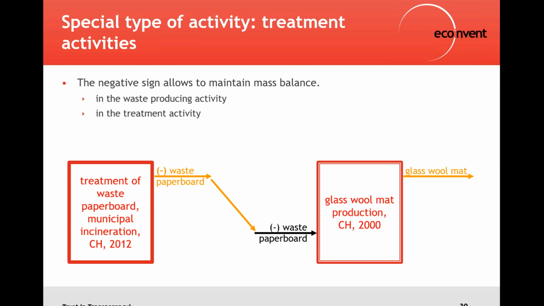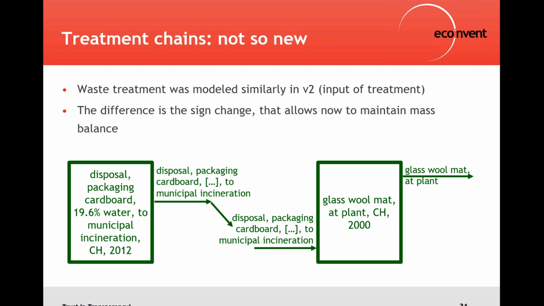And if you're users of version 2, the fact of organizing the treatment chains this way is not really new for you. The waste treatment was modeled similarly in version 2. The waste producing activities were receiving inputs of the treatment for the wastes. The only difference that we can see now in version 3 is that we apply this sign change that, as I explained in the slide just before, is just allowing us to maintain mass balance within both the waste producing and the waste treating activities.